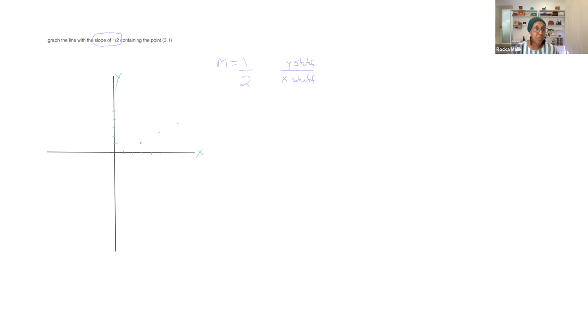Or if I'm a lefty and I want to go this way, I can do the opposite. I can go down 1 and to the left 2 and still be on that line. But that's just a little harder because I have to remember to do the opposite of this and the opposite of this. And it'll still be on the same line.